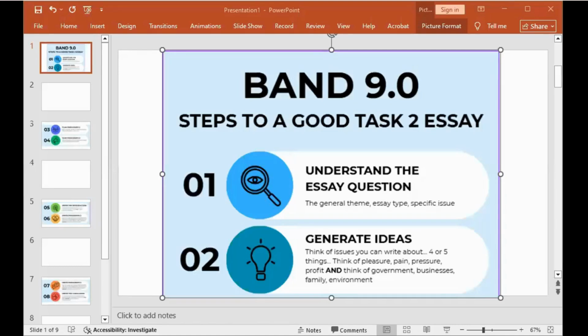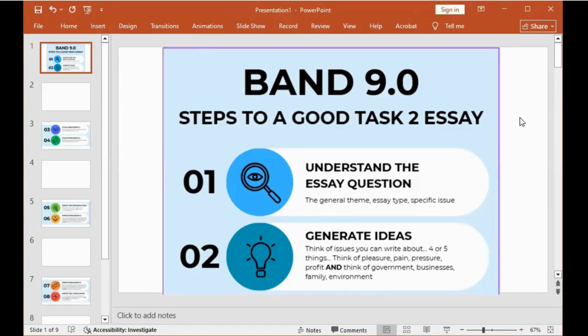So what are we looking at? We are looking at Task 2 essay writing today. That's one of the things you are going to do as part of IELTS writing. You are going to write an essay, and that essay must not be less than 250 words.